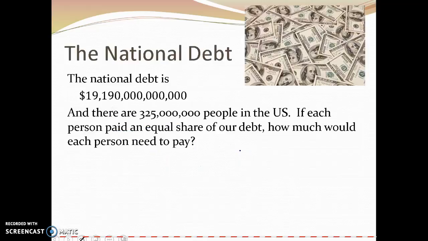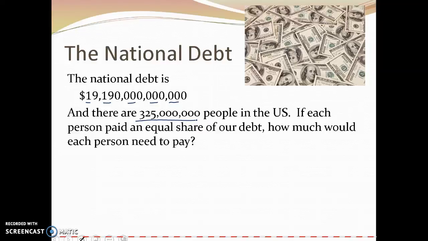Let's go ahead and move on here. National debt. At the beginning of Donald Trump's presidency, the national debt was 19 trillion. Actually, this is the ones, thousands, millions, billions, 19 trillion, $190 billion. That was by far the highest that the debt has ever been. There are also 325 million people living in the United States.